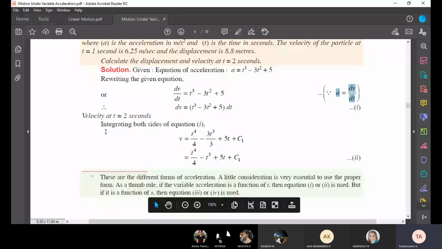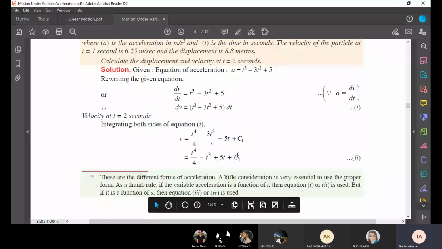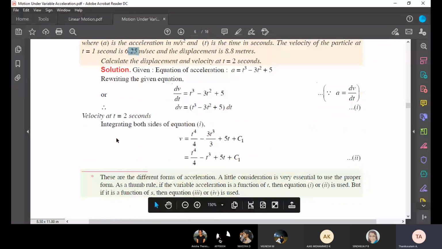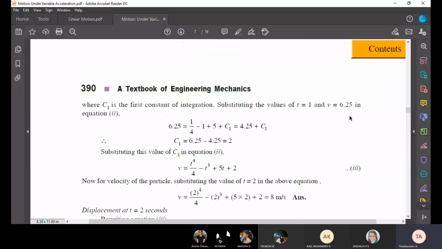The integration of dv is v. The integration of t cubed is t to the 4 divided by 4, minus the integration of 3t squared, which is 3t cubed divided by 3, plus the integration of 5, which is 5t. For any integration we must add a constant, so add a constant. The condition already given: when t equals 1 second, the velocity equals 6.25. I apply it here because we want C1. That is why I apply the first condition. Velocity is given at t equal to 1, so we got C1.